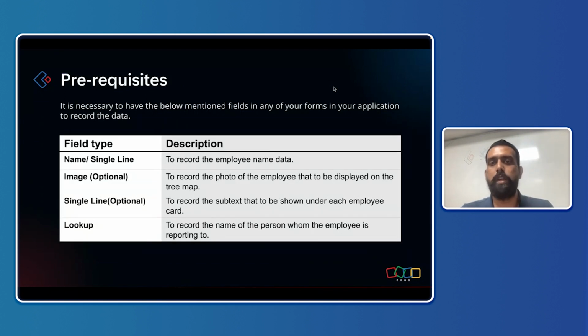When we talked about the employee name, the lookup field, the image and single line, these are some of the fields which are prerequisites as well. Since we need to create a few page parameters, you also need to have the fields so that you can give values as well, correct? So these are some of the necessary fields: you need a name or single line field to record the employee name, an image field to enter the image of an employee, a single line field for the designation, and a lookup, which would be a self lookup to the name field or single line field, where the user enters the name of the employee.